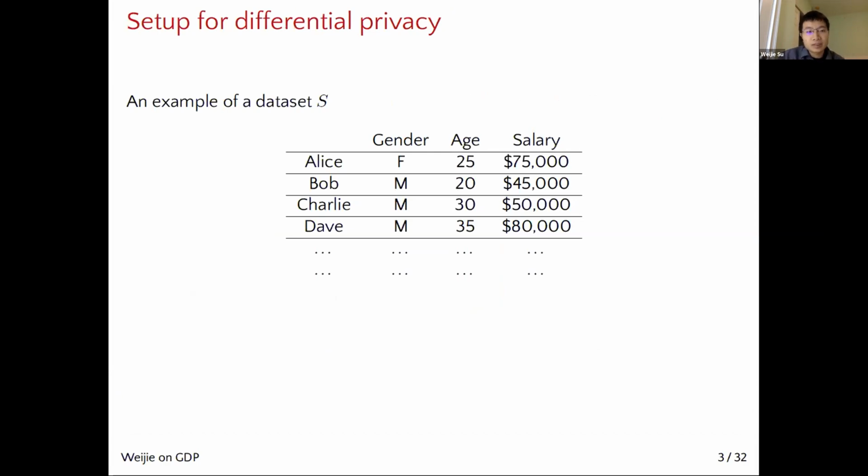To make this connection, first let's have a setup for differential privacy. So this is a typical example of a data set. You have many rows. Each row corresponds to an individual, and each column represents a feature. For some features, it's okay to release the information, like gender. I think for most people it's fine to release, right? And age, maybe it's still okay, but salary might not be. For most people, salary is something quite sensitive.